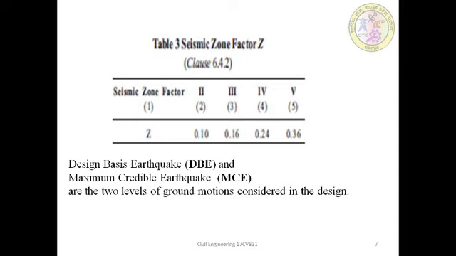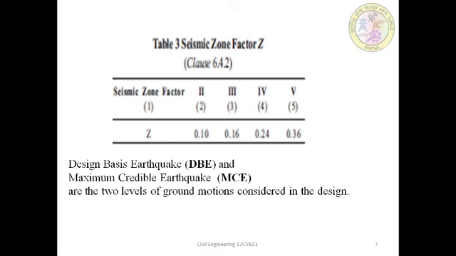Now let us see zone number 3. Zone number 3 is classified as a moderate damage risk zone, with an intensity scale of around 7. The IS code assigns the zone factor as 0.16 for zone number 3. Several regions, like the mega cities Chennai, Mumbai, Kolkata, and Bhubaneswar, lie in this zone.